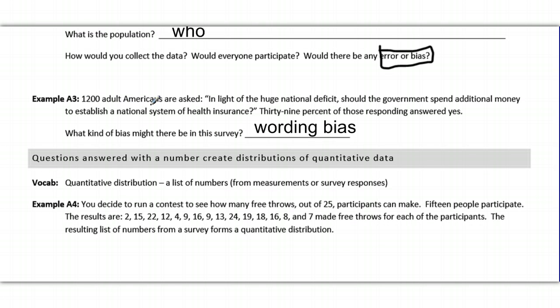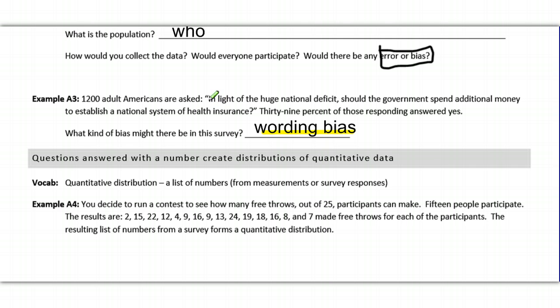Last example, 1,200 adult Americans are asked, in light of a huge national deficit, should the government spend additional money to establish a national system of healthcare? This is a question where we have wording bias. And the reason that we have wording bias here is because look at the first part of the survey.